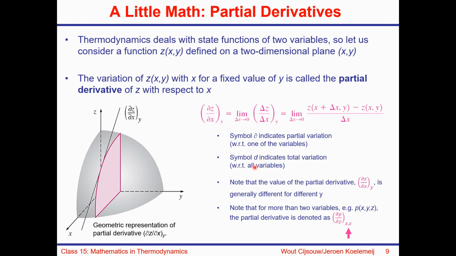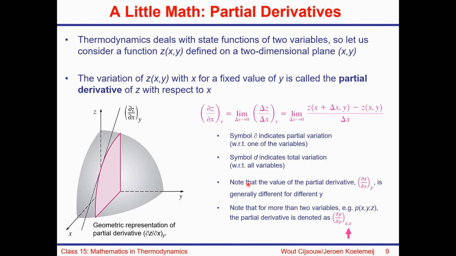Whereas if we use a straight d, this indicates a total variation. If I would use a d in the context of this function z of x and y, it would indicate a variation with all those variables together. We will see more about that on the next slides.